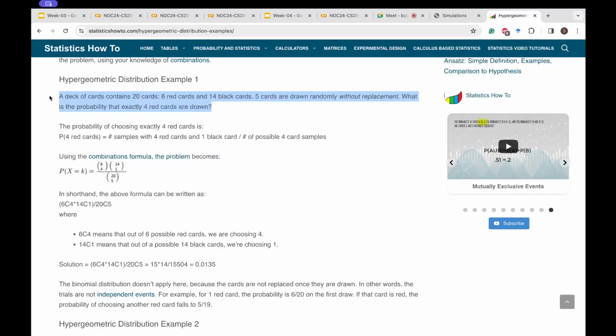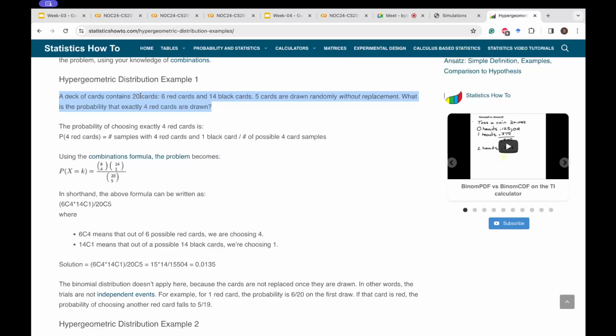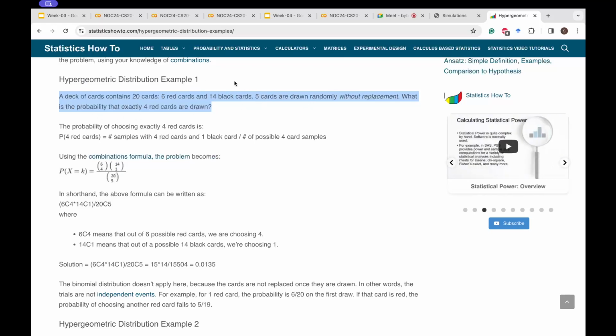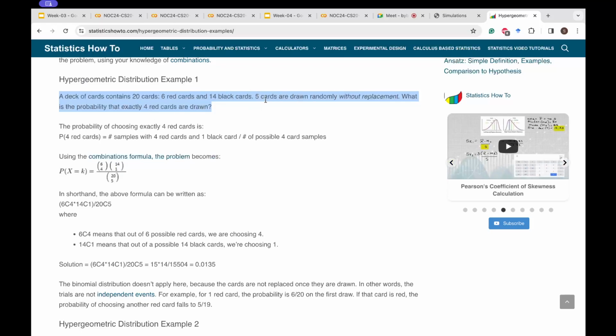Yes. So I had 20 people, out of which 6 were doctors, 14 were engineers, and 5 people were drawn randomly from these 20 people. What is the probability of having 4 doctors in these 5 people? So that is the thing.